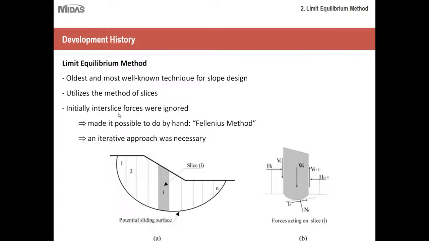So initially, interslice forces were ignored. Interslice forces are simply the forces acting between each of the slices. So for example, this slice here is highlighted. Because it has a couple of neighboring slices, there'll be a force in the normal direction as well as shear forces in the vertical direction acting on this slice.